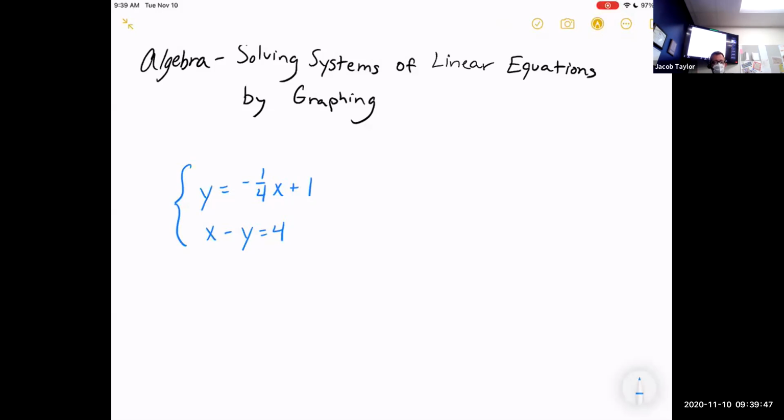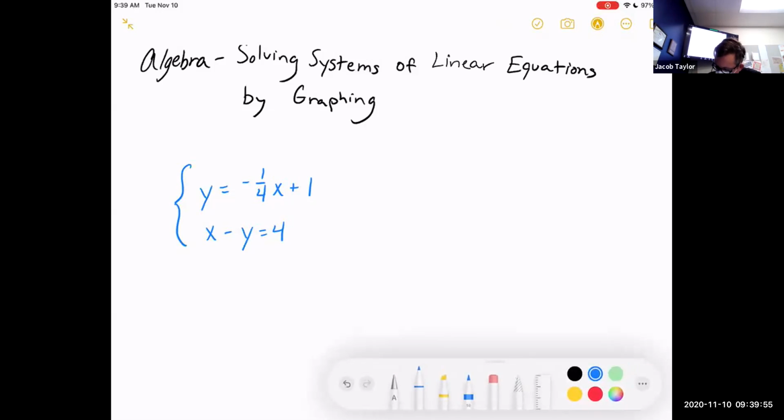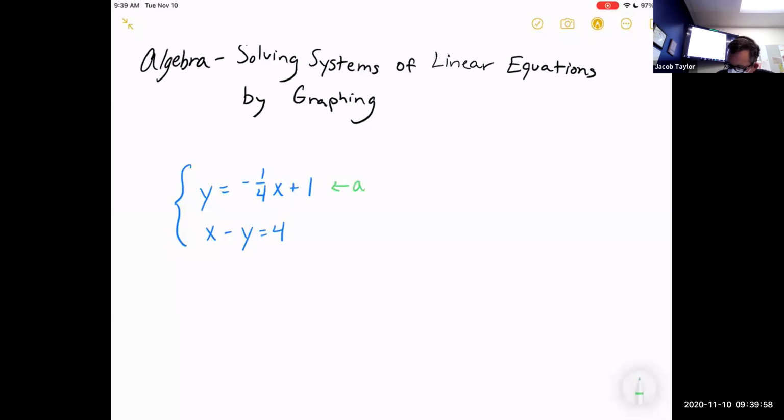Slope-intercept form is the easiest way to graph because it gives you a starting point, which is the y-intercept, and then it also gives you the slope, which allows you to get the second point that you need. Now, luckily for us, our first equation is already in slope-intercept form. In that equation, what is the slope? Negative 1/4. The b value is 1, which means the y-intercept is the coordinate 0, 1.